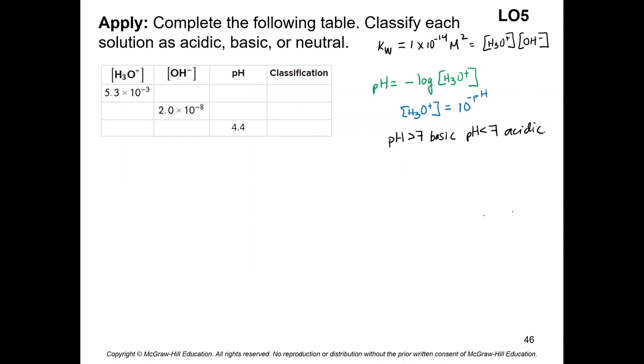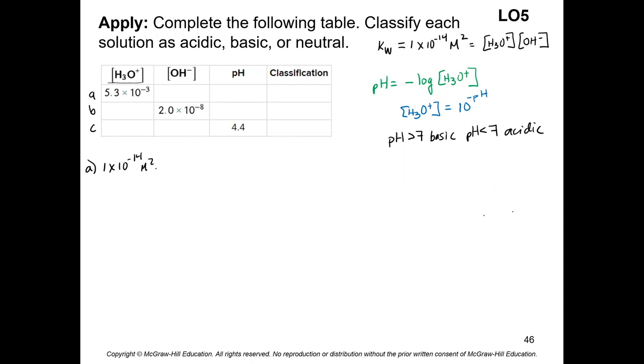Okay, so let's start with A. I'm going to call these A, B, and C. In A, I'm going to use my Kw equation first, because they have given me my hydronium ion concentration, and I want to calculate the hydroxide. So I'm going to use that Kw equation.